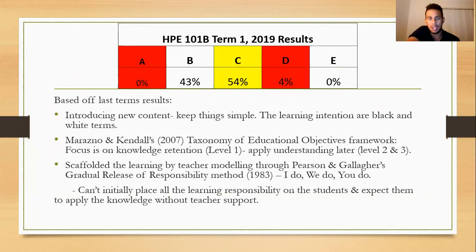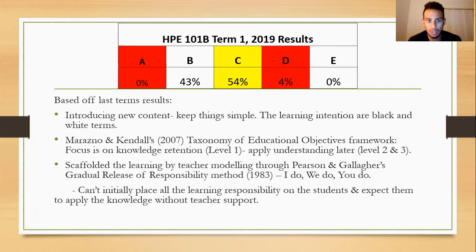So this is pretty cool. I actually had access to the results from term 1, and this impacted the learning intention and experience for students. There were no A students. 43% were B students. Over half the class were C students, and there was 4% with Ds. So with having over half the class as C students meant that these kids really needed to be pushed along, made sure that they understood the content before moving on.